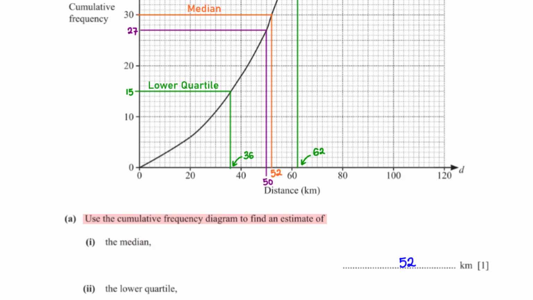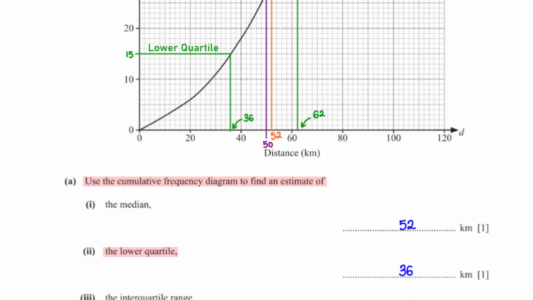Find an estimate of the lower quartile. To get the lower quartile, we map 1/4 of 60, which is 15, on the diagram. This gives us the lower quartile to be 36 kilometers.